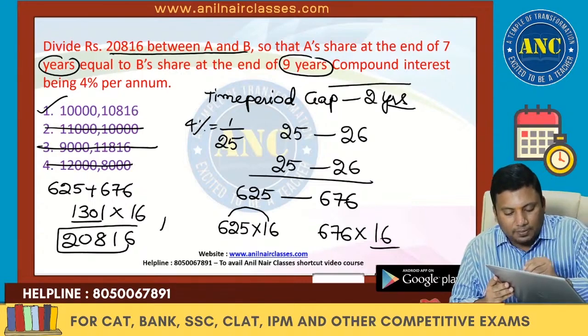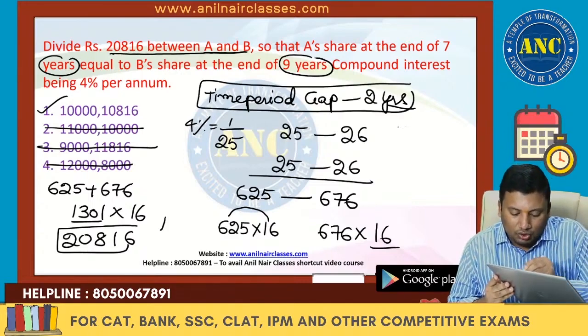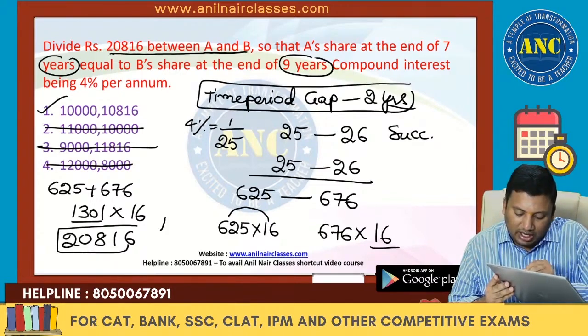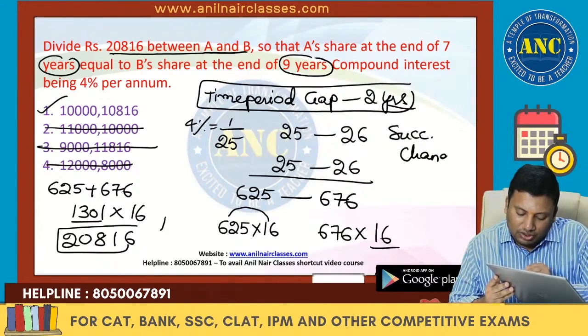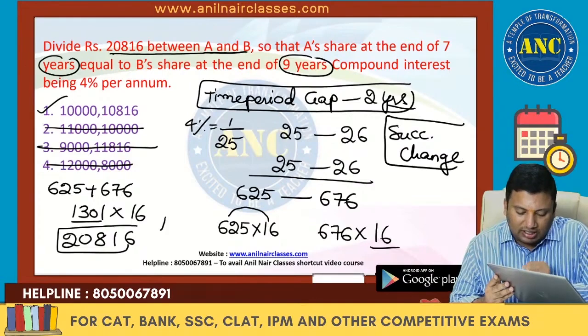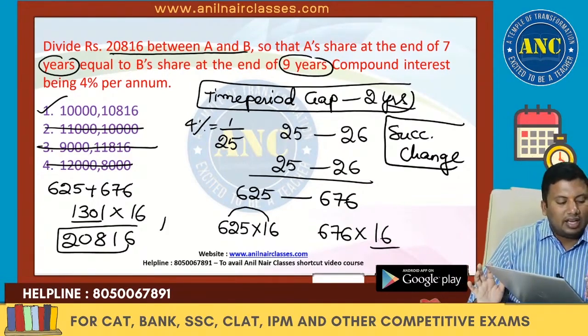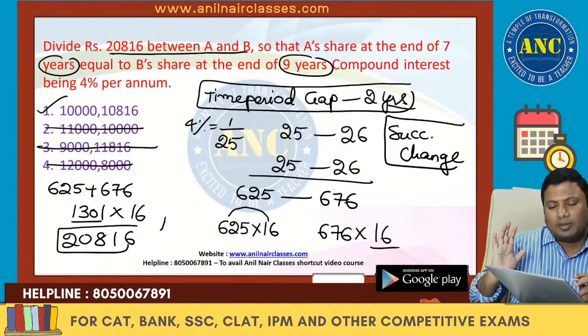Look at the time period gap and change the rate of interest accordingly. Use the successive change concept. You will get the answer orally. These are all some easy questions.